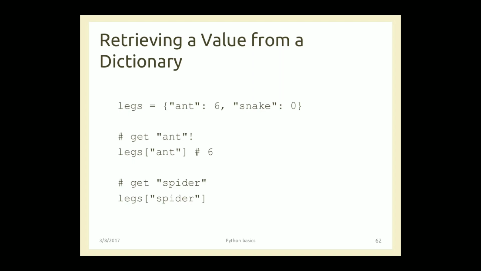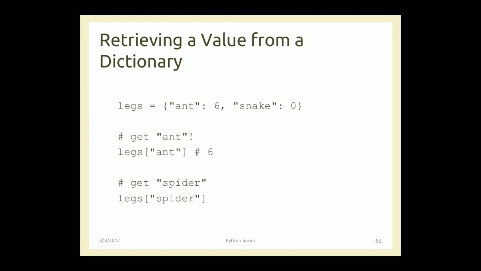Next is retrieving a value from a dictionary. What if I want to get a value? I can simply write, as in this example, legs['ant']. You are going to get the answer as 6. They have written it in the form of a comment using the hash operator. So 6 will be returned as the answer.